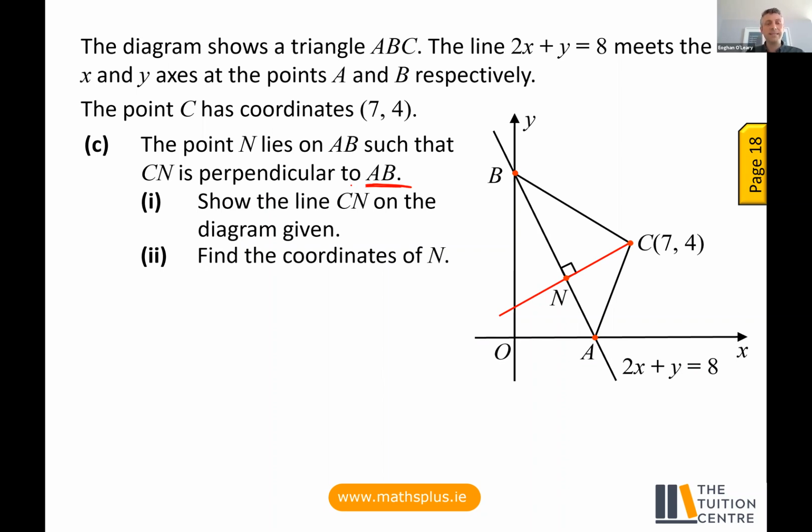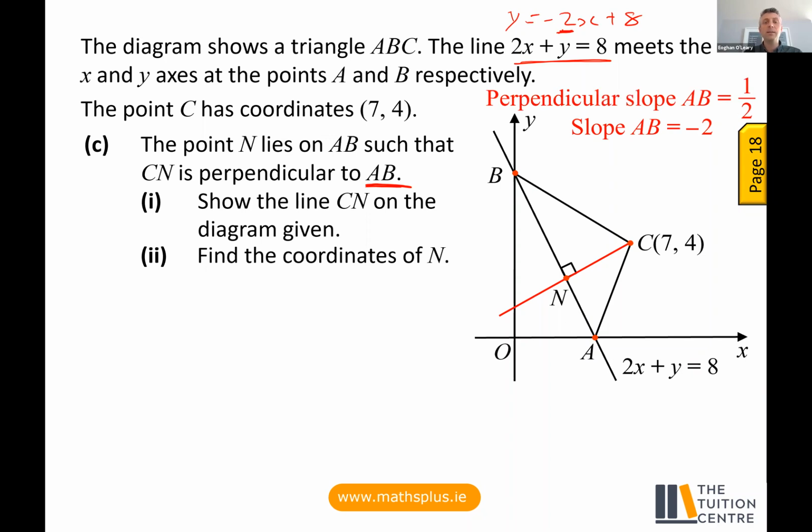Show that the line CN, show it on the same diagram, so you can just draw that in. Okay. On the same diagram, and then find the coordinates of N. So what are we going to do here? Well, we know that the slope of AB is equal to -2. So how do we know that? Well, here's my AB. So if I isolate y, I get y = -2x + 8. So my slope here is -2.